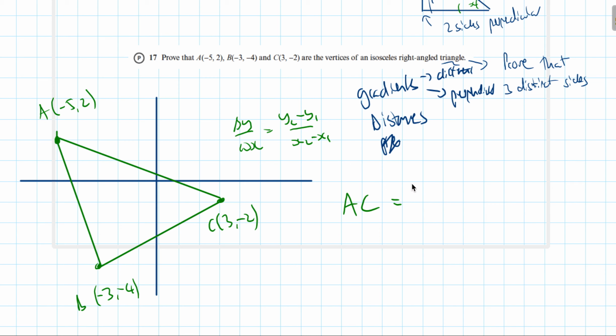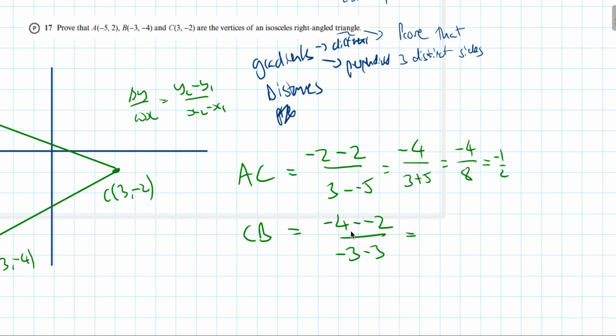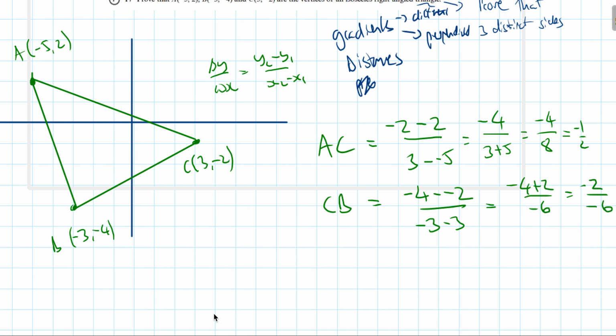So here, for C, it's going to be minus 2 minus 2, divided by 3 minus minus 5. So minus 2 minus 2 is minus 4, and 3 plus 5 is 8, so minus 4 divided by 8, which is equal to minus a half. Then we've got CB. CB is going to be change in Y, so minus 4 minus minus 2, divided by minus 3 minus 3. So minus 4 plus 2 is minus 2, and minus 3 minus 3 is minus 6, so it's minus 2 over minus 6, which is equal to a third.